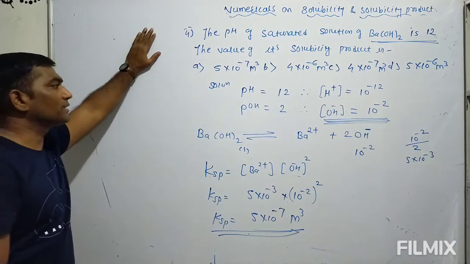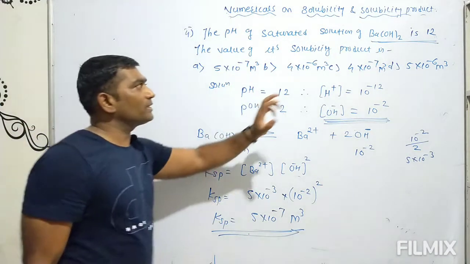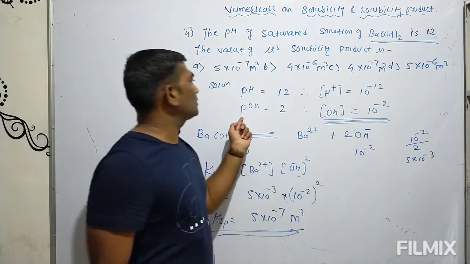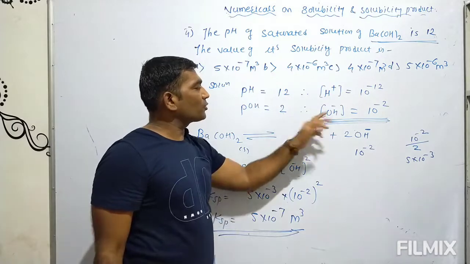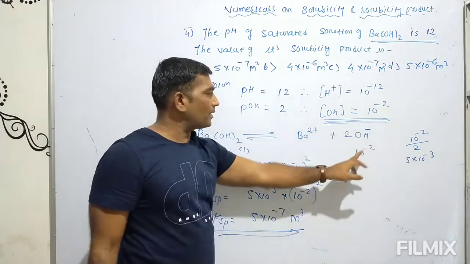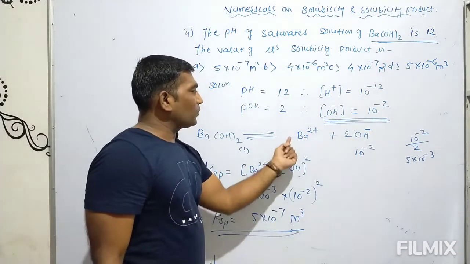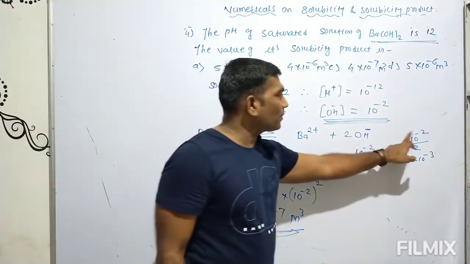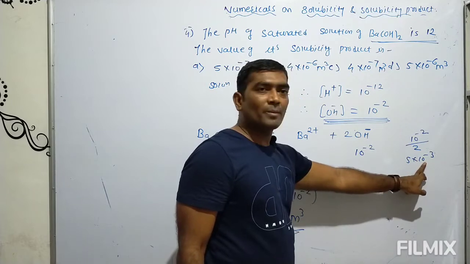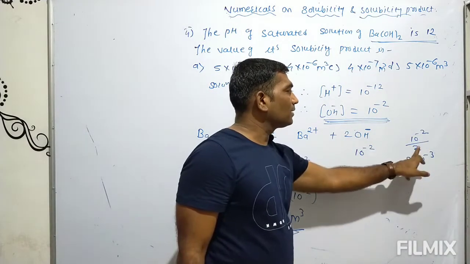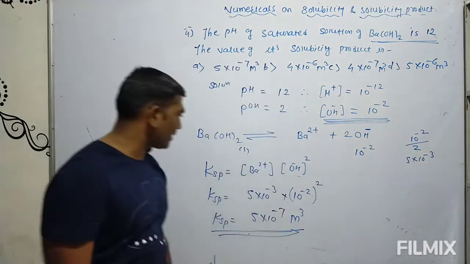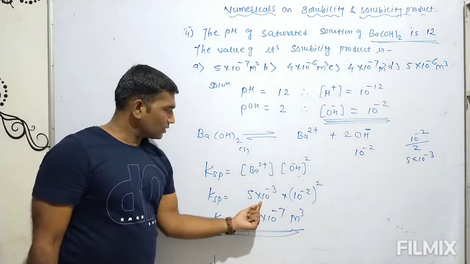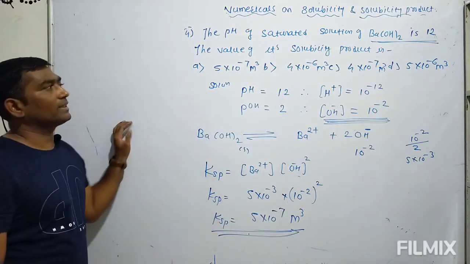So please note down this. Understand what is the meaning of this. Ba(OH)2 has pH 12, so what is pOH? That is 2. pOH 2 means OH- ion concentration is 10 to the power minus 2. Here the coefficient is 1, here the coefficient is 2, so the concentration will be half of this. What is half of 10 to the power minus 2? That is 5 into 10 to the power minus 3. Here Ksp is equal to the concentration of this into OH- raised to the power 2. So this one is the correct answer.